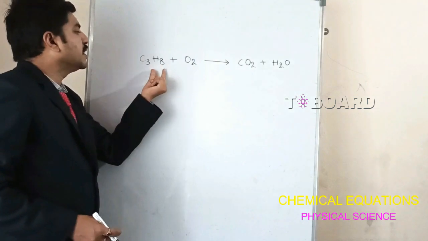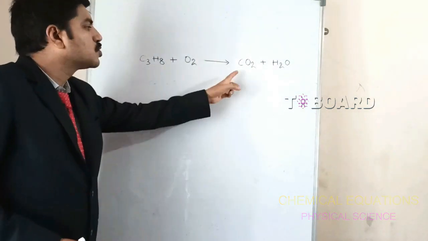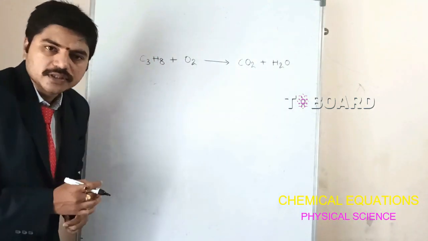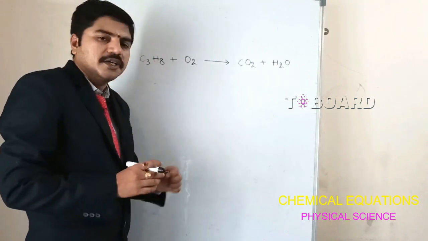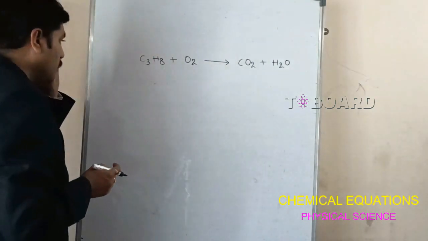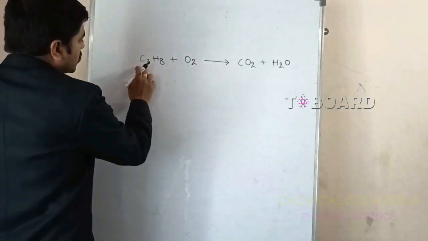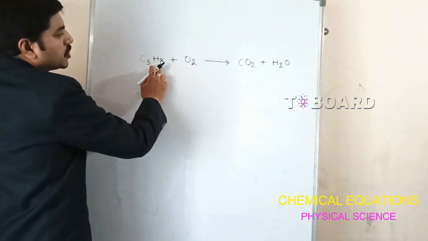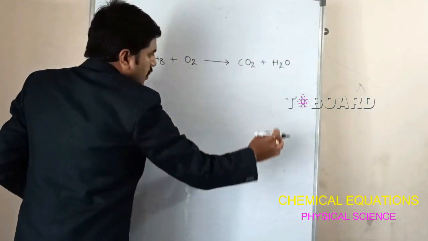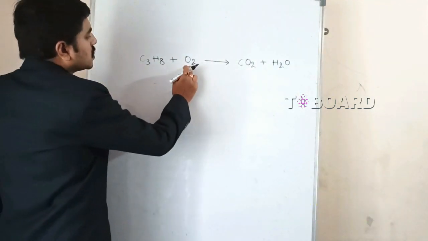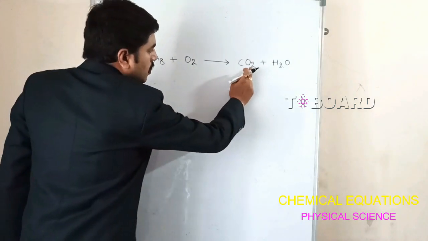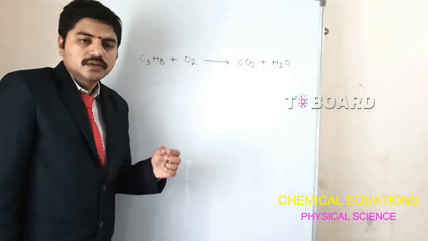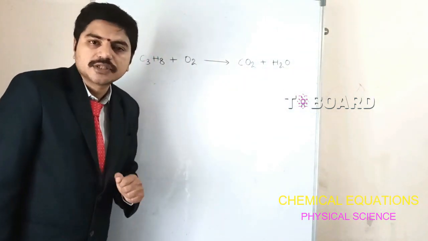Now see here: C3H8 plus O2 gives CO2 plus H2O. These are the left side and right side, the reactants and products. Now I want to balance it. It is a skeleton equation, an unbalanced equation. Let me verify. Carbon on the left side is 3 and on the right side is 1. Hydrogens are 8 on the left, but on the right only 2 are present. Oxygens are 2 on the left, and on the right there are 2 plus 1, 3 oxygens. So this is definitely an unbalanced equation, or skeleton equation.